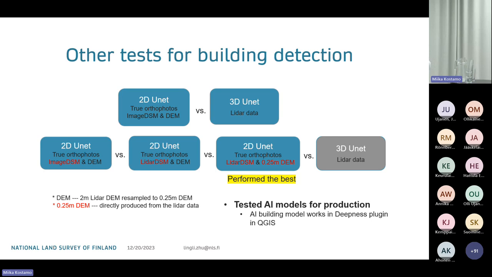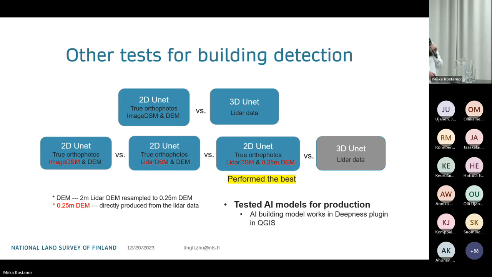So all results have been compared, and we found that the combination of this 2D unit with true ortho photos, LiDAR DSM, and 25 centimeters DEM got the best performance. And besides this, just now, Emily made this presentation about how to use our AI model for the productions. So we tested the Deepness plugin in QGIS with our AI building model and the AI road models.